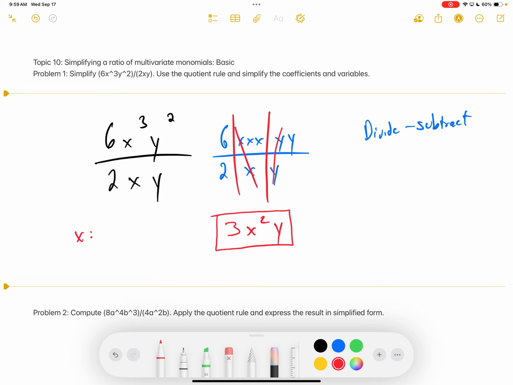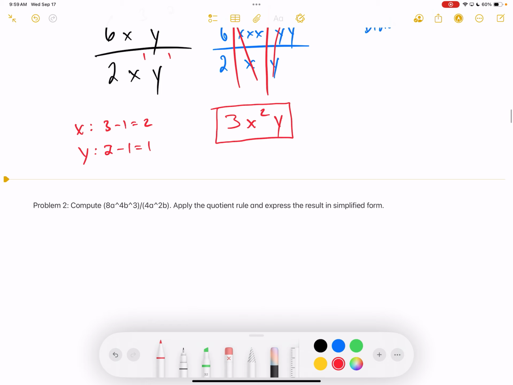You can do x is 3 minus 1 is 2. So I have 2 extra x's. And then my y's is 2 minus 1 is 1. I just like to think about, I got 3 on top and 1 on the bottom, so I got 2 extra on top. That is subtracting in my head, but it's just the way of thinking about it, and I think it helps when we get to the harder ones.